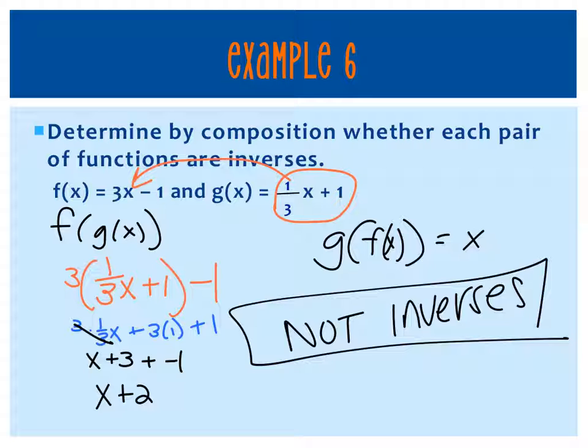Ian: How do you know to check if it's supposed to be x? It'll ask you, like the directions say "determined by composition," that's what that means. Well, no, but I'm saying, when it says that, why does it have to equal just x? That's what will happen with two inverses. You get y equals x.